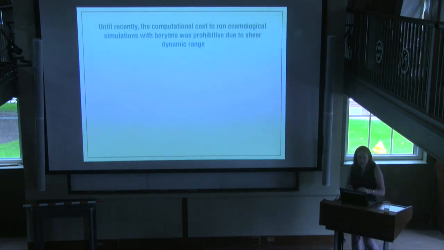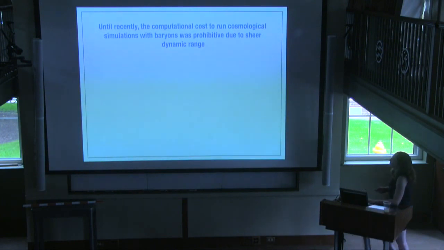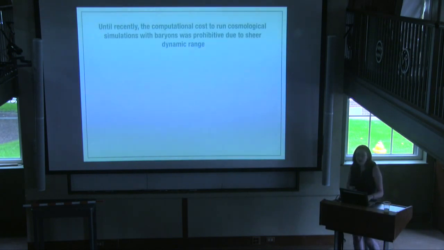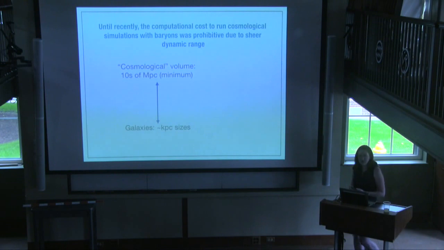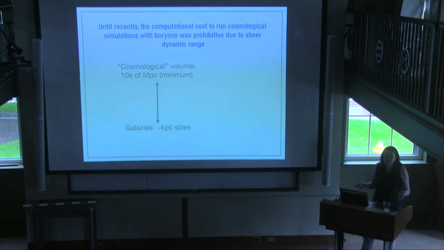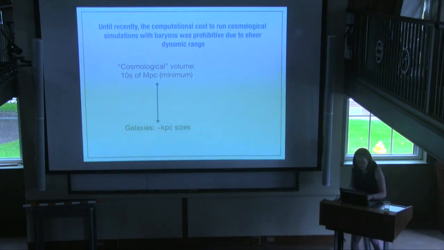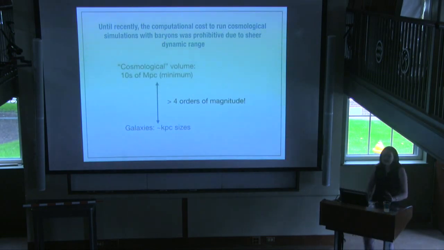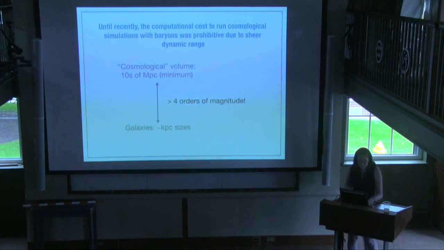An additional difficulty with doing cosmological simulations is that the computational costs can be prohibitive because there's enormous dynamic range that you have to cover. So if we think about how big a volume has to be to be considered cosmological, you're going to want a minimum size of tens of megaparsecs. And if you want to resolve the structures of galaxies, you're going to have to go down to sub-kiloparsec scales. So that means you're going to need at least four orders of magnitude of dynamic range in the simulation, and that's a lot to ask.